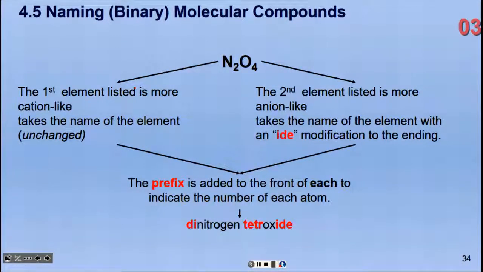Another example is N2O4. So the first element is listed as more cation-like. It's also on the left of the other one. And so the left one is the one that's getting listed first. It's going to take the name of the element unchanged, but in this case, we add a prefix to tell us how many of them are present in the compound, so it's dinitrogen. The second element in the compound is the more anion-like of the 2. It's more on the right of the other in the periodic table. That works. And it takes on an IDE ending to tell us that this is the second element in the compound. And the prefix that tells us how many there are will be tetra. So dinitrogen tetroxide.